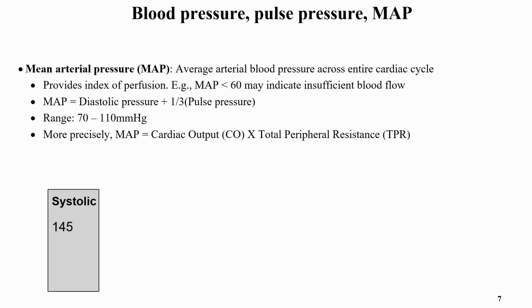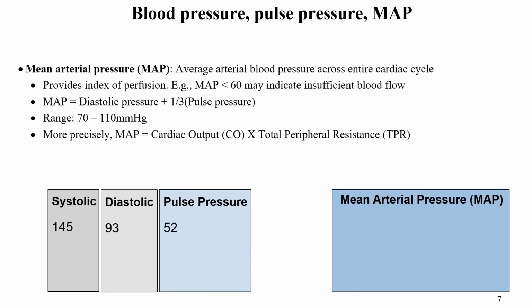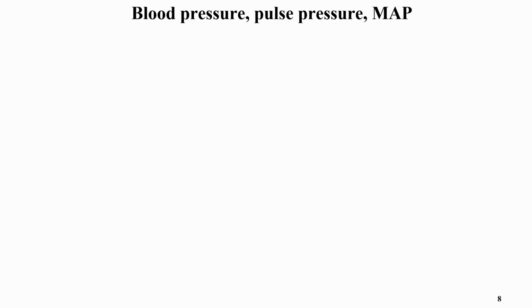So again, back to that example we just did. Systolic pressure 145, diastolic pressure 93, pulse pressure is 52. And so what is the mean arterial pressure? First of all, you have to divide the pulse pressure by 3. So 52 divided by 3 is 17.3, and you add that to the diastolic, the lower of the two pressures in the blood pressure. 93 plus 17 gives you a mean arterial pressure of 110 millimeters of mercury. I did not put the units here, but I do require that you put the units, okay?